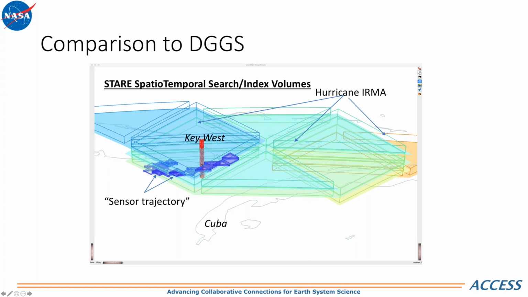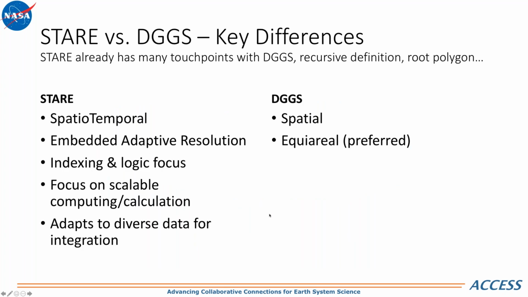So you have Key West, which is shown in red over there. That one's not moving very much, and then we have a generic model sensor trajectory moving around in an orbit about Key West, and then you have the hurricane itself moving through. And this is all described by just a handful of 64-bit words, which you can then put into your database and extract data, or use it to select data and integrate data from different systems. So it's a little bit different from the DGGS in that sense.